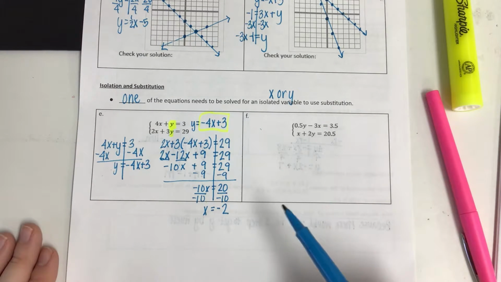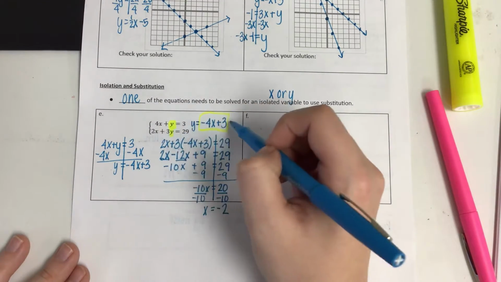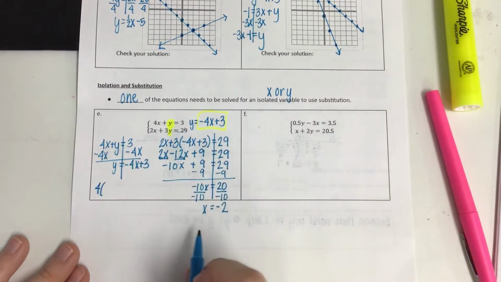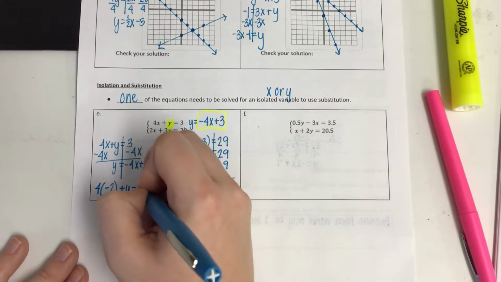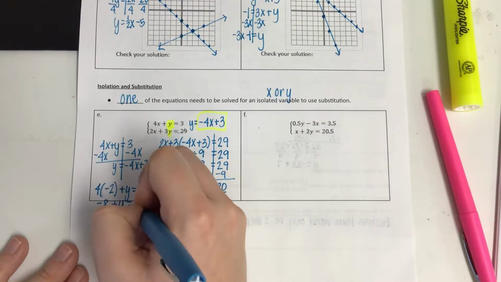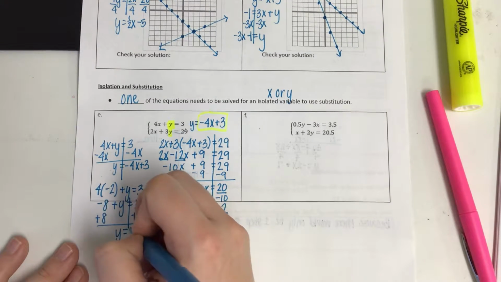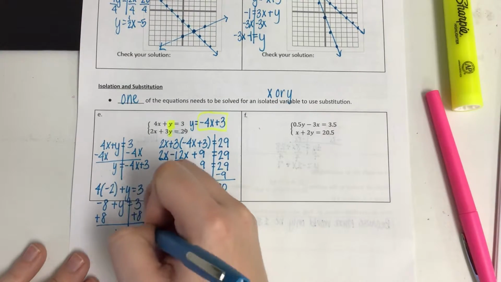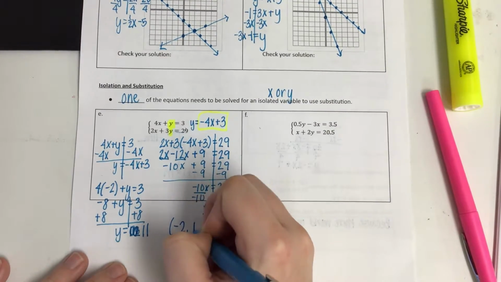Well, in order to figure out what y is, we need to plug this x into one of our original equations, not one that you changed, into one of our originals. So we're going to do 4 times our x, which is -2, plus y equals 3. 4 times -2 is -8. We'll add 8 to both sides to get y equals 12. Again, it doesn't matter which one you plug it in. Oh, I'm sorry, that's 11. It doesn't matter which one you plug that into, you'll get 11 as your y. So our final answer is -2, 11.